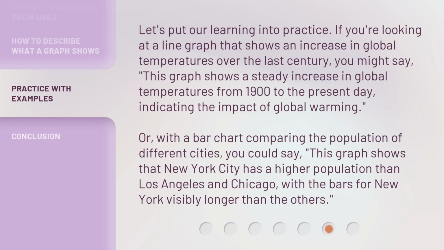Or, with a bar chart comparing the population of different cities, you could say, "This graph shows that New York City has a higher population than Los Angeles and Chicago," with the bars for New York visibly longer than the others.